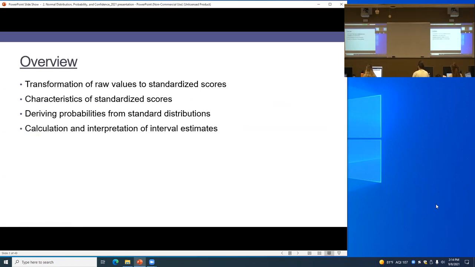All right. So goals, we're going to talk about transformation into some standardized scores, talk about the characteristics of standard scores. And then this is where the real work starts, when we start talking about how we can use those standard scores to start inferring probabilities or likelihood of something happening. And then what we're going to do is spend the end of this set talking about interval estimates. This is going to be a big part of your life over the next semester, thinking about the precision of estimates and practical interpretation of these confidence bounds.